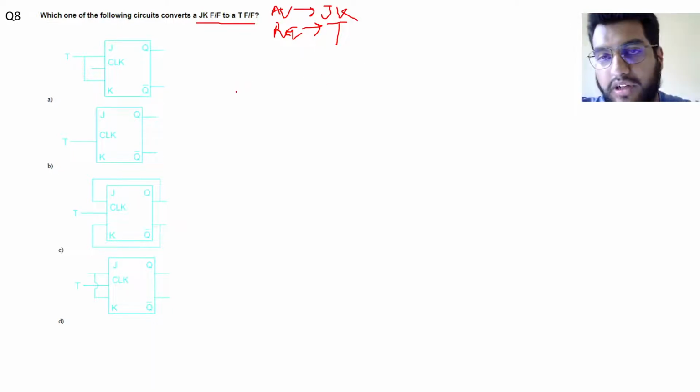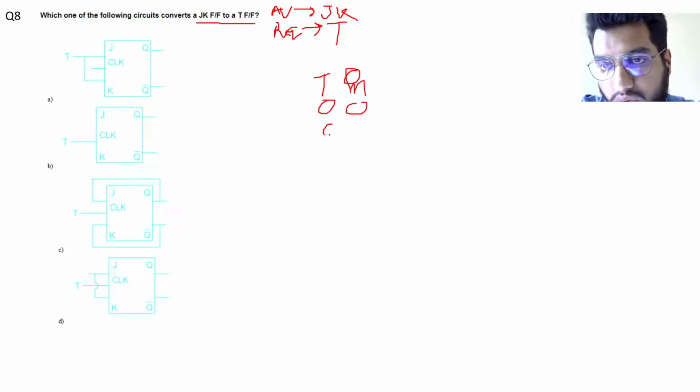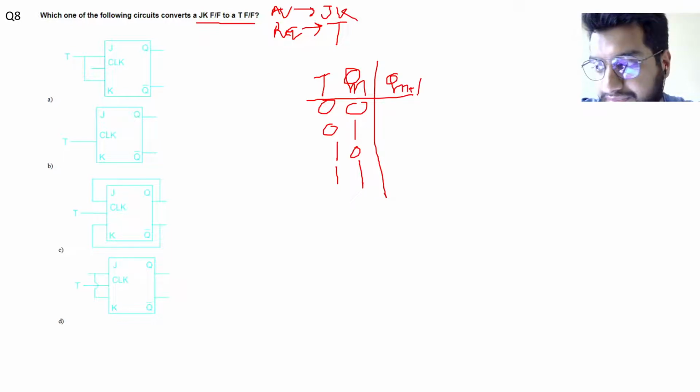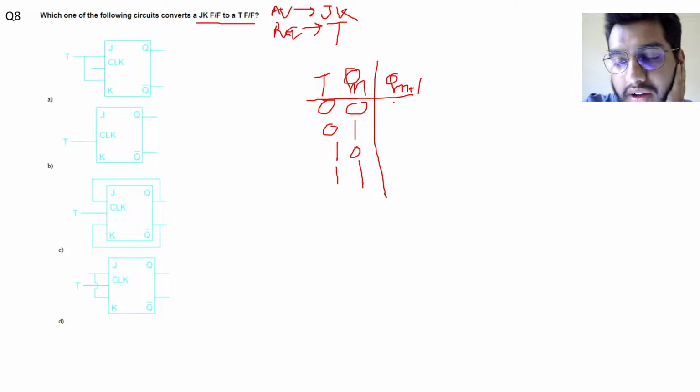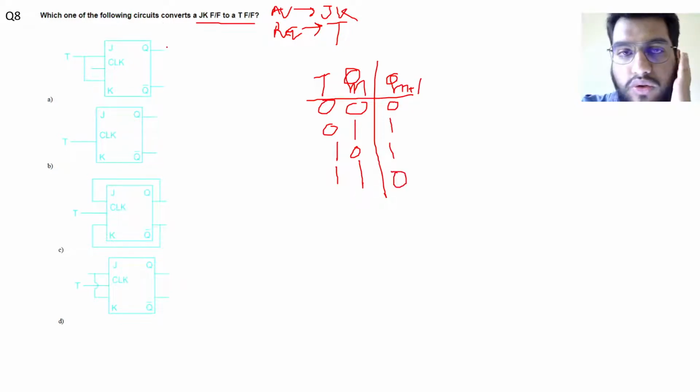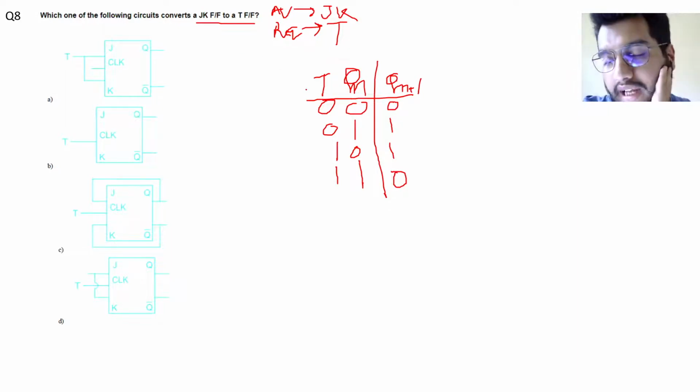Now, as per the points I have mentioned, we need to write the characteristic table of the required flip flop. So this is of T. It will be T, Qn: 0 0, 0 1, 1 0, and 1 1, and this is my Qn plus 1. It will be 1 only when the number of input ones is odd. So it will be 0 1 1 0. So point 2 is also done, which is to make the characteristic table of the required flip flop.